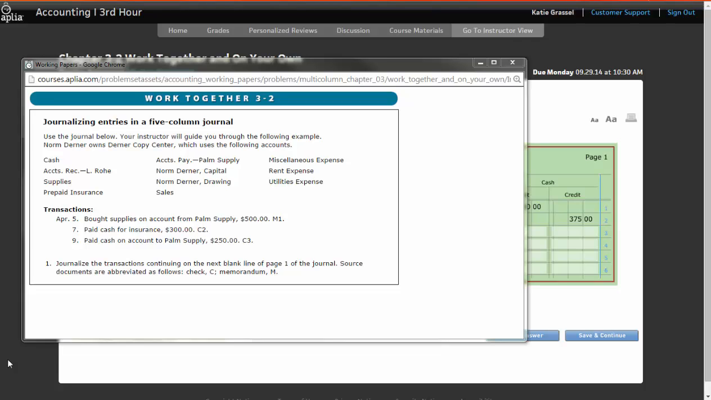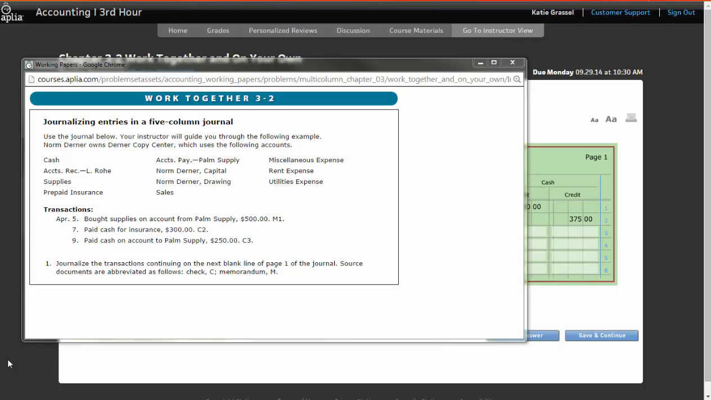First thing that happens is that we have to figure out which two accounts are being affected. Okay, so we have supplies and we have accounts payable Palm Supply. Now, when we use a journal, we have general columns and we have special columns. Our two special columns are sales and cash. Would you agree? Now, this transaction right here, is it using any special columns? No. So therefore, this transaction is going to take up two lines in our journal.